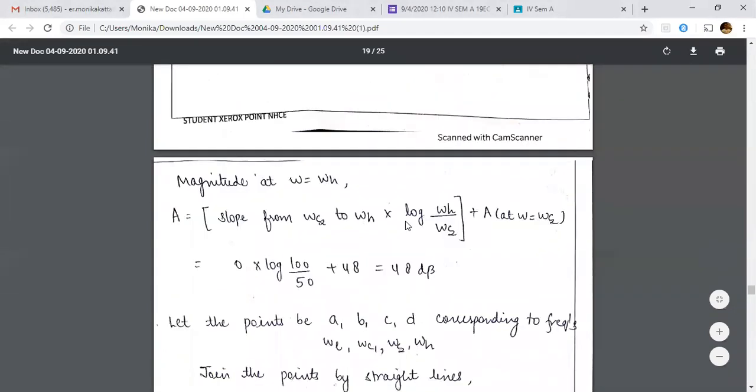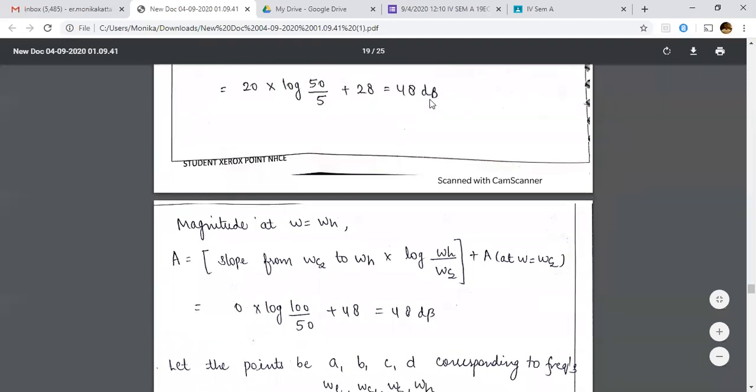Now into log of what is omega H? 100 we have assumed, upon omega C2 is 50, right? Plus magnitude at omega C2 is 48. Just now we have calculated in the previous step. 48 dB. Same thing we have to copy here. We have to solve this in order to get, we got 48 dB again.